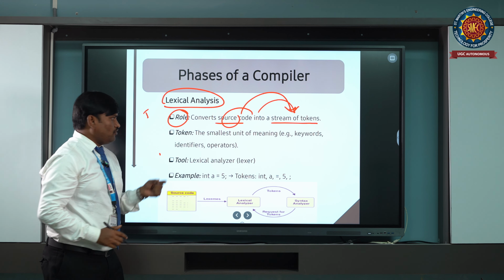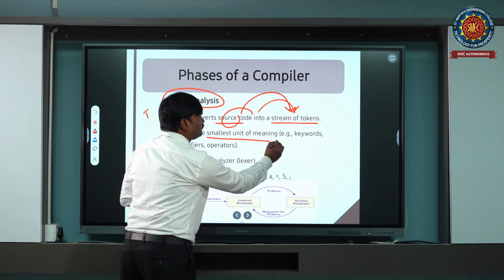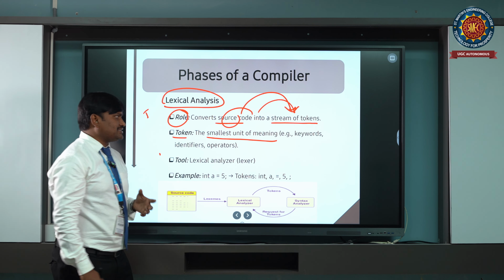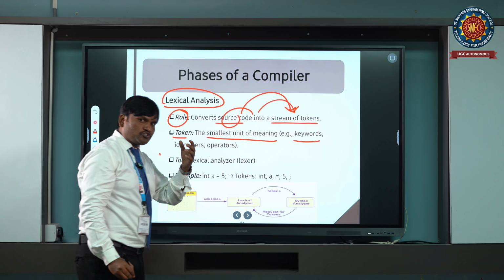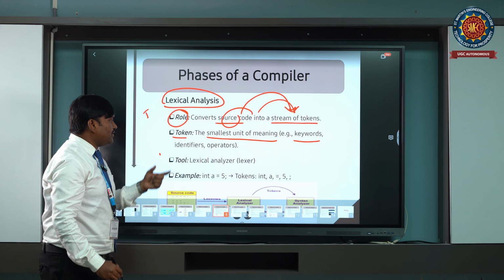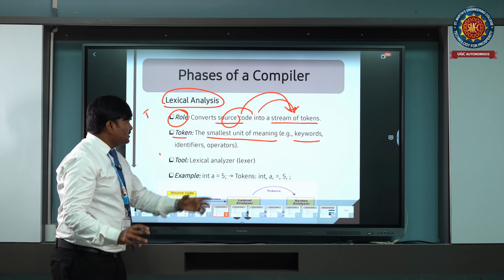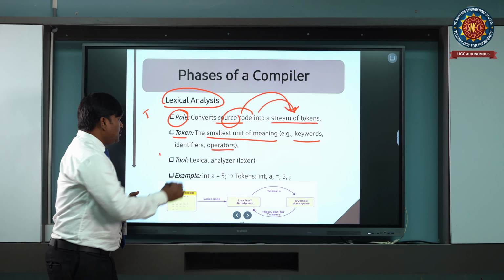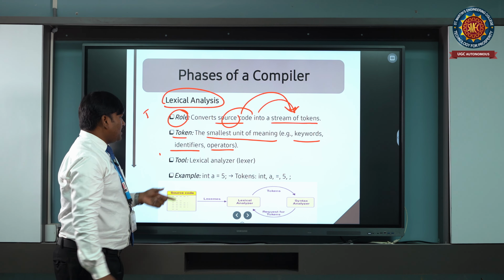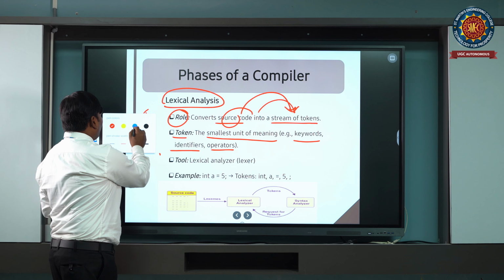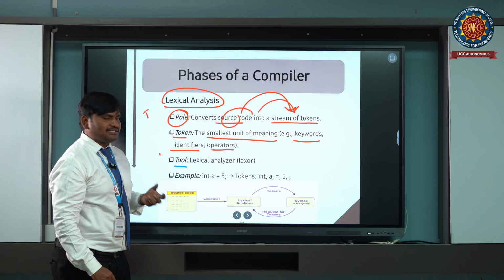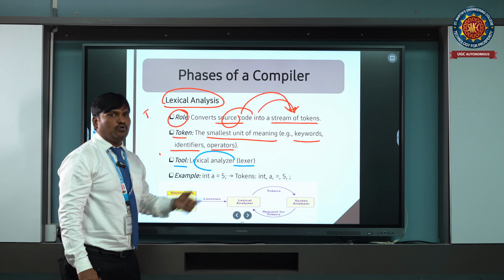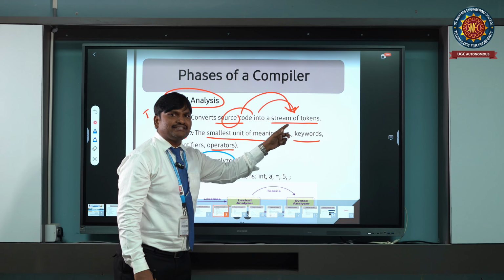Now what is meant by a token? The smallest unit of meaning is called a token. Let us see some examples. Whatever keywords are present in the source code, whatever operators we use in the source code, and whatever identifiers we use in the source code, are treated as tokens only. The tool we use in lexical analysis is the lexical analyzer, called the Lexer, and with it we generate the stream of tokens in the lexical phase.